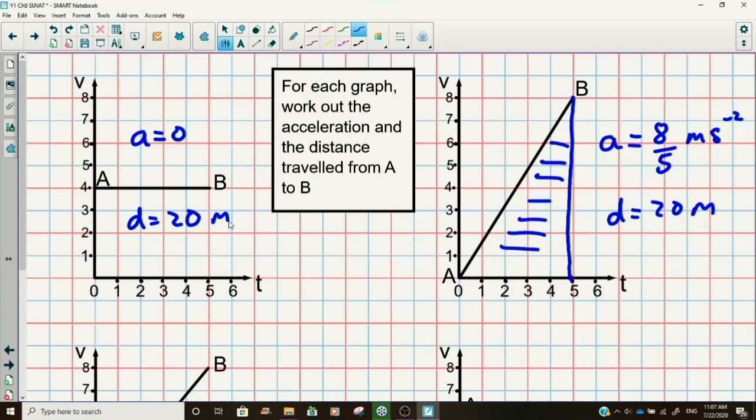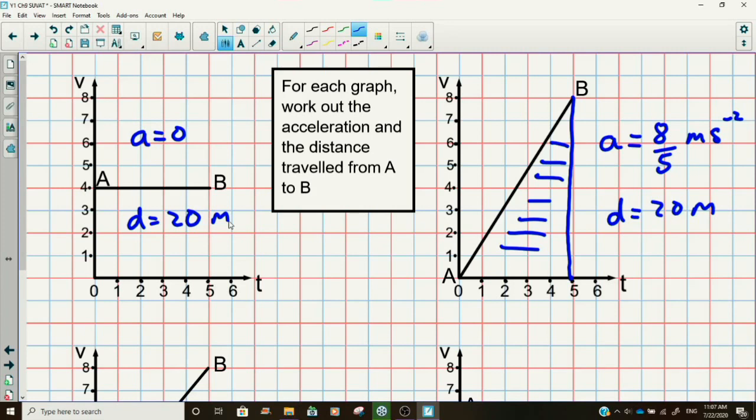Next, two. Gradient again for the acceleration, positive gradient, so it's going to be a positive acceleration. So the change in y over the change in x to get the gradient there. So 6 is the height and 5 is the width. So change in height over the change in width. So 6 over 5 meters per second squared.